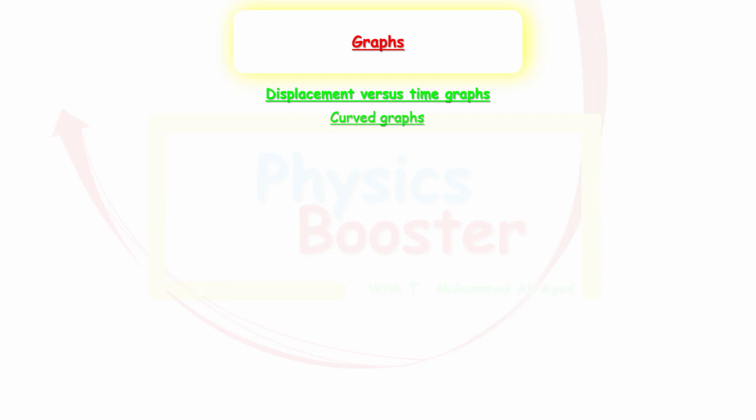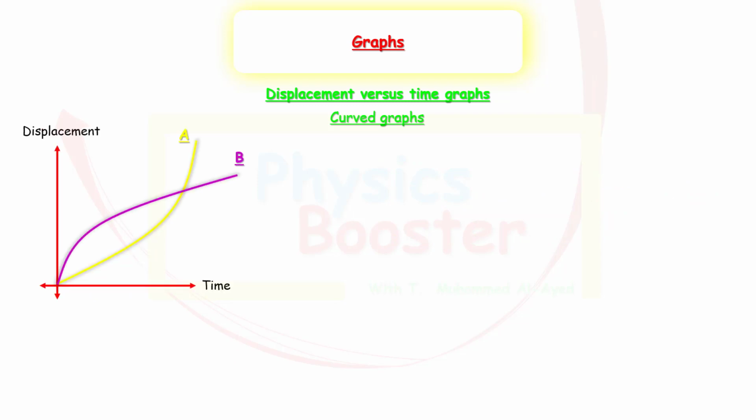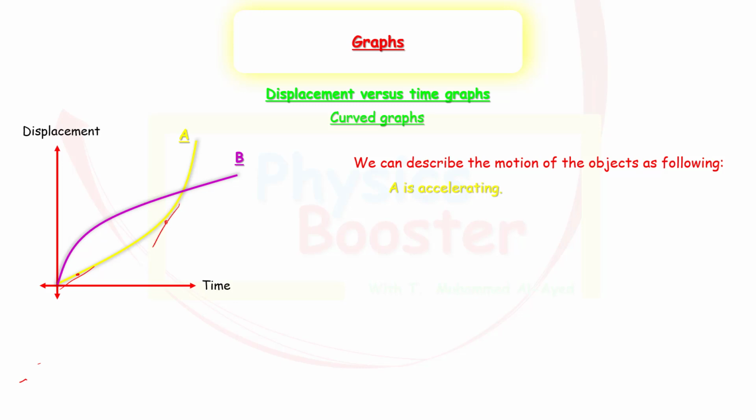Now, if we want to take a deeper look at curved graphs and describe the motion of these two objects, A and B. For object A, we can say that it is accelerating because the slope is increasing. If we look at the slope at each moment, for example, at this point, the slope is approximately like this. At this point right here, the slope is changing. It's becoming steeper. That means that it is accelerating. The speed is becoming faster.